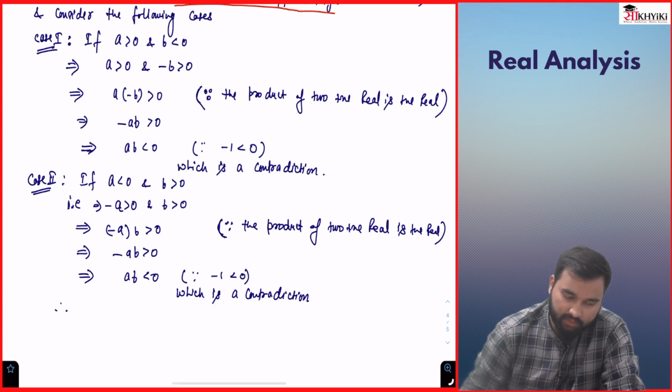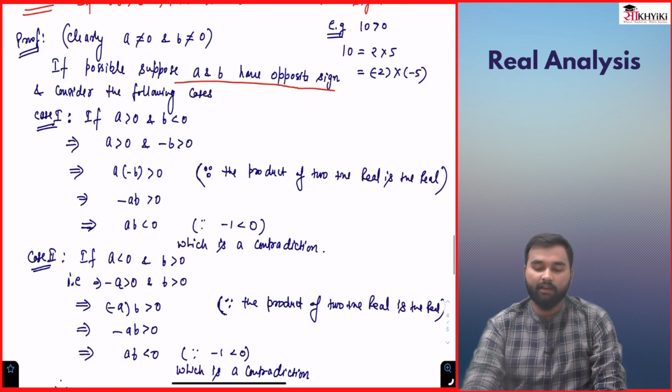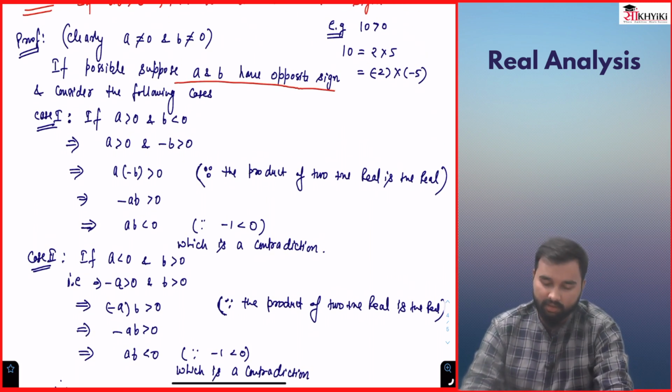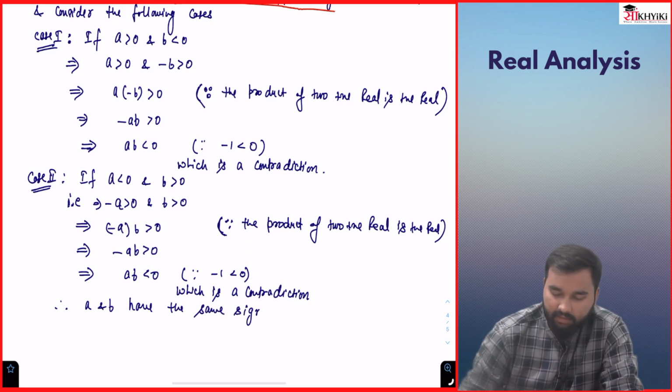So therefore, what we can say is that our supposition that A and B have opposite sign was wrong. And therefore, A and B have the same sign. Okay?